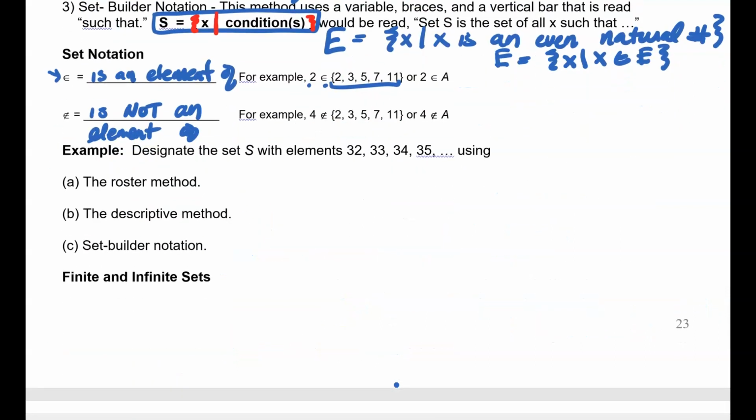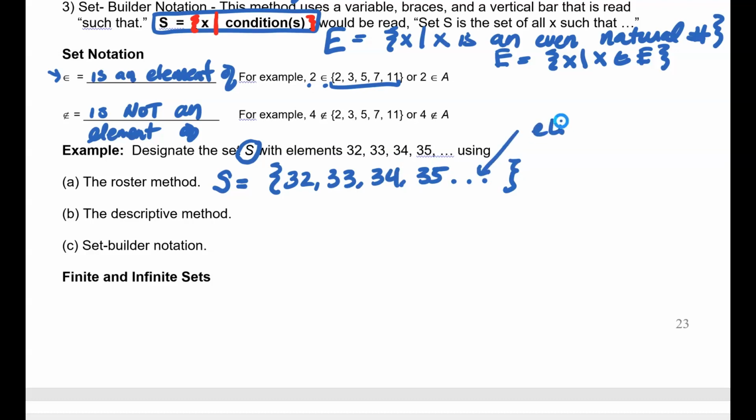Okay, so the next example: designate the set S with elements 32, 33, 34, 35, etc. using the roster method. They tell us in the directions that we're going to call this set S. So I start by saying S equals. For roster method, roster means that I need to use curly brackets. So I'm going to say 32, 33, 34, 35, dot, dot, dot, and then I'm going to end it with a curly bracket. This dot, dot, dot is called an ellipsis, in case you see that in your homework.